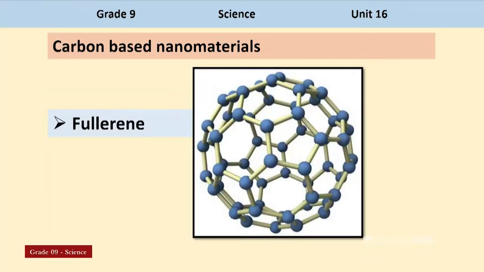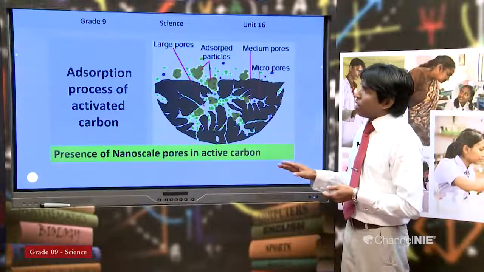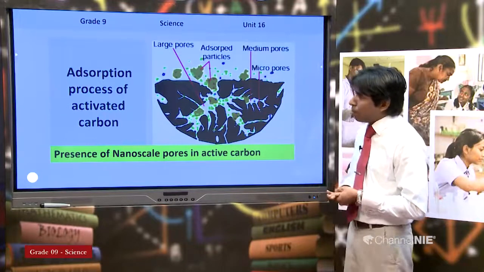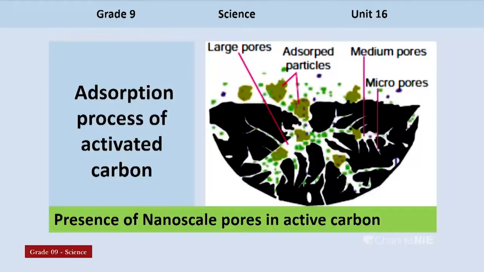And the next one, fullerene. This is also a carbon based nanomaterial, shaped like a football. There are around 60 carbon atoms in this fullerene. And the next application of carbon you can see is the adsorption process.